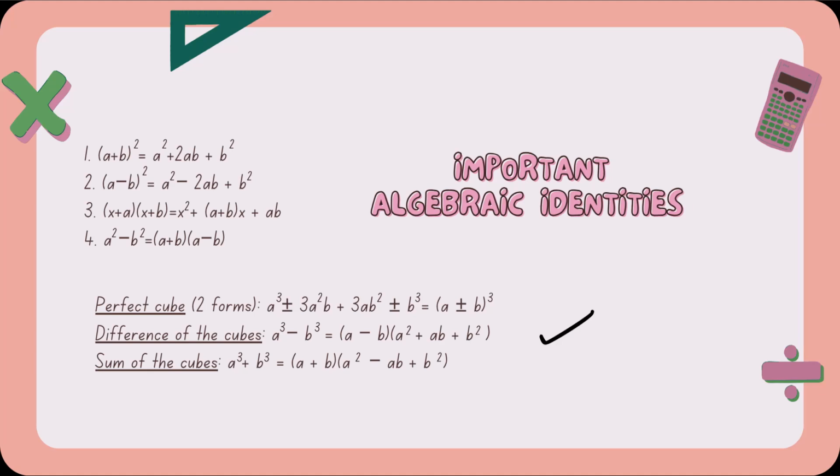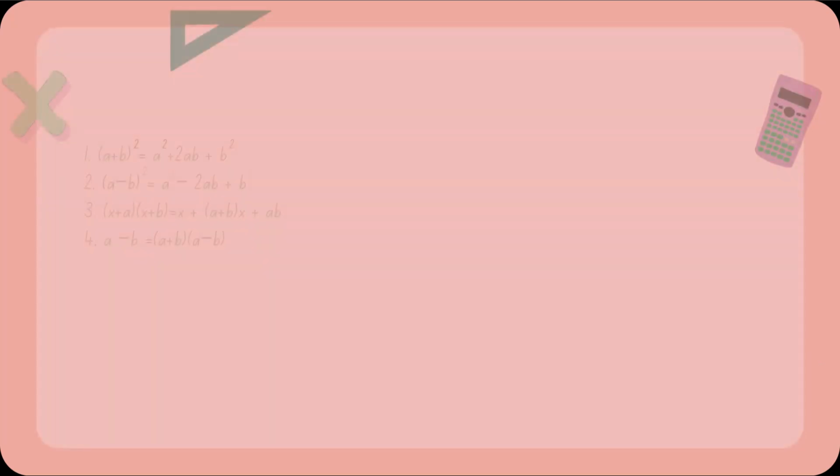Then we have these identities as well, which are important: a plus b the whole square, a minus b the whole square, x plus a into x plus b, and a square minus b square. All these 4 quadratic identities are also important. So quadratic identities, cubic identities, and there are special identities which we'll be discussing soon. When the question comes, we'll discuss that, so you'll understand it much better.